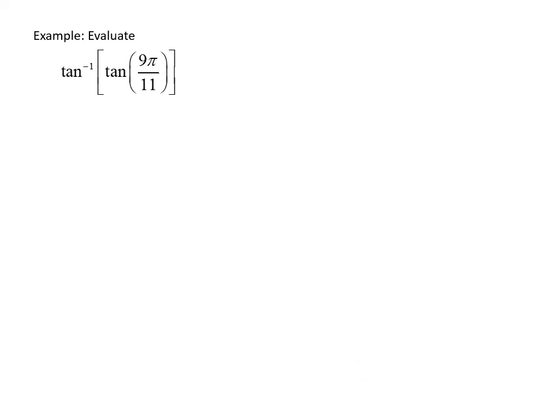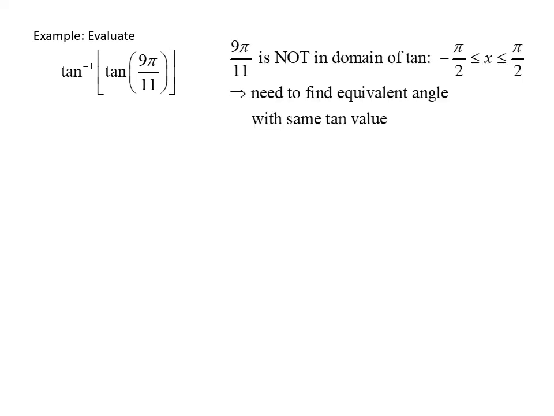All right, for our final example, we want to find the inverse tangent of the tangent of 9 pi over 11. So again, we start by looking at that value, 9 pi over 11. 9 pi over 11 is not within the range of tangent. It's not between negative pi over 2 and pi over 2. So we'll need to find an equivalent angle that has the same tangent value. Now, this value 9 pi over 11 is within our unit circle between 0 and 2 pi, so we'll start by sketching it out. 9 pi over 11, again, is just a little bit less than pi, so it'll be here in the second quadrant.